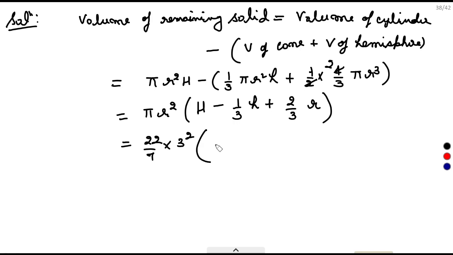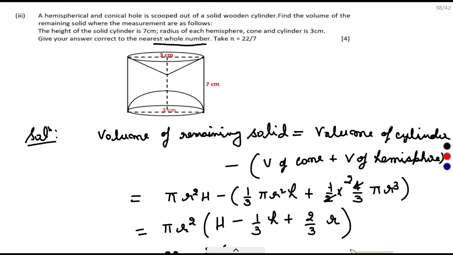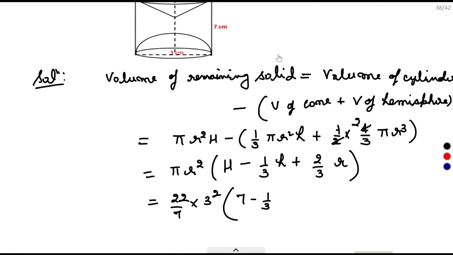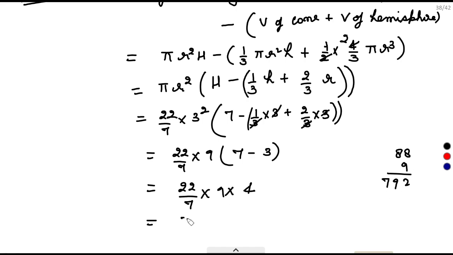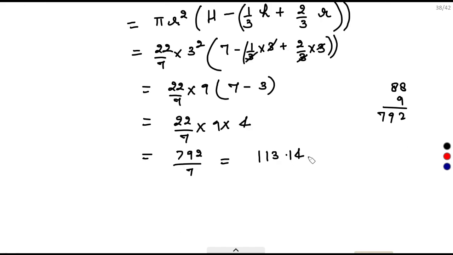Height of the cylinder is... in this question there is a typing mistake. Height of the cone is given, that is 3 centimeter. Now we have to give our answer in whole number. It means this will be 113 meter.